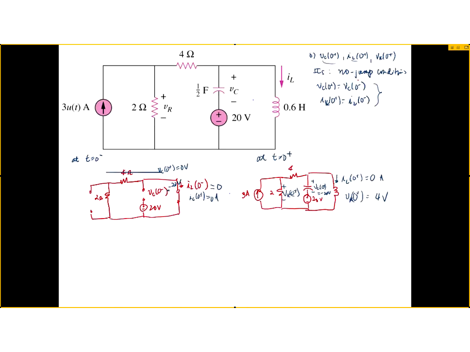So let's just pretend that the book is okay. For part C, what are really the things that we're looking for? It's the value of the derivative of VC evaluated at t equals 0 plus, the derivative of the current IL at t equals 0 plus, and the derivative of VR at t equals 0 plus. Okay? And do you understand the motivation for having to find these things here, other than to torture you? Why do we need this?